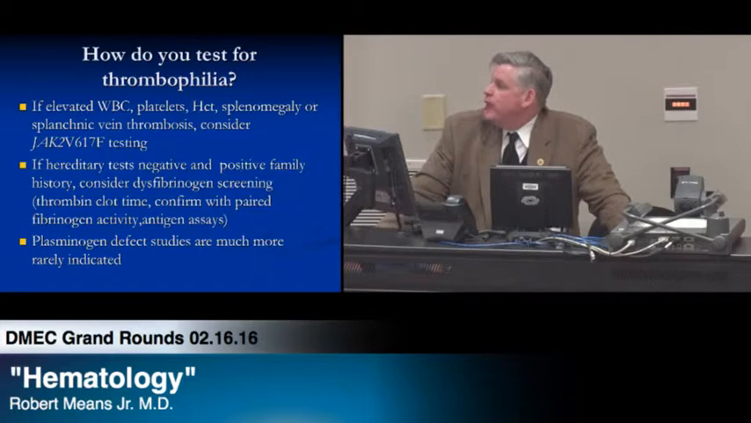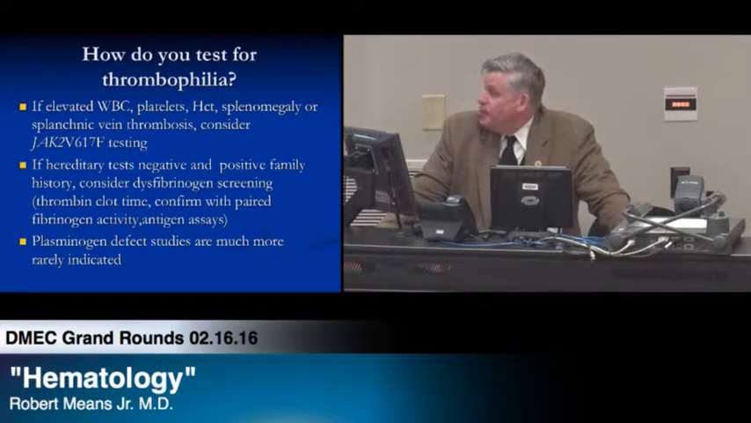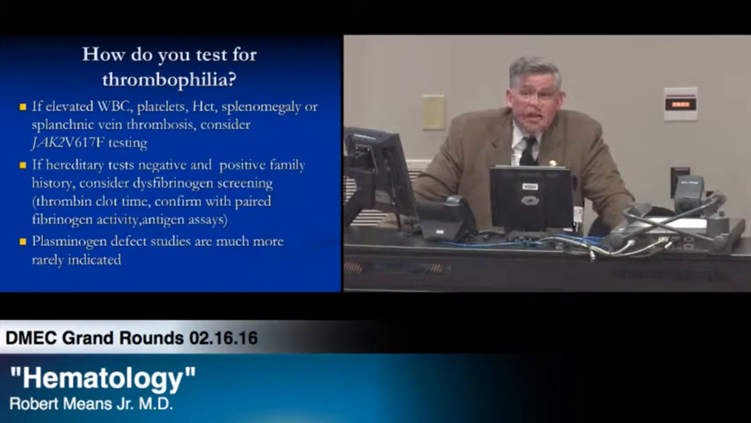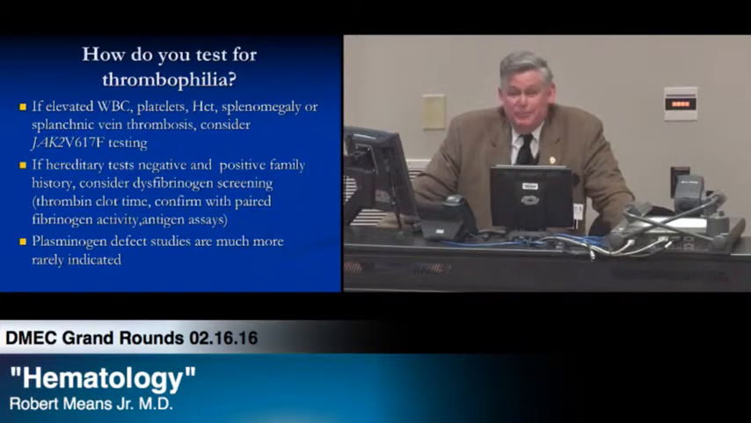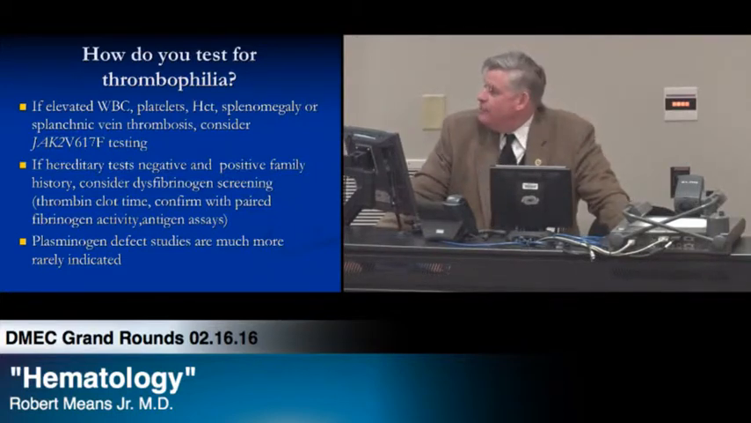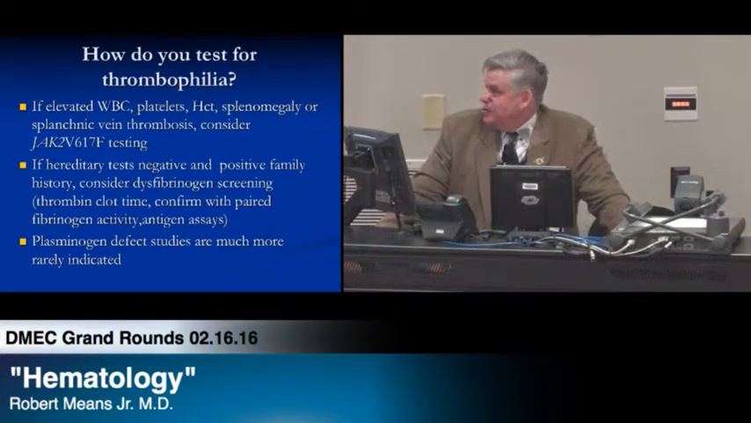Now, if you had all the hereditary tests negative, lupus anticoagulant and homocysteine negative, but you had a positive family history, you might consider testing for dysfibrinogenemia. And the way to do that would be a thrombin clot time, because what you're looking at is an abnormal level of stability of the thrombin clot. And so even though you would think that if you're hypercoagulable, your thrombin clot time should be normal, it can actually be abnormal whether you have a bleeding dysfibrinogenemia or a clotting dysfibrinogenemia.